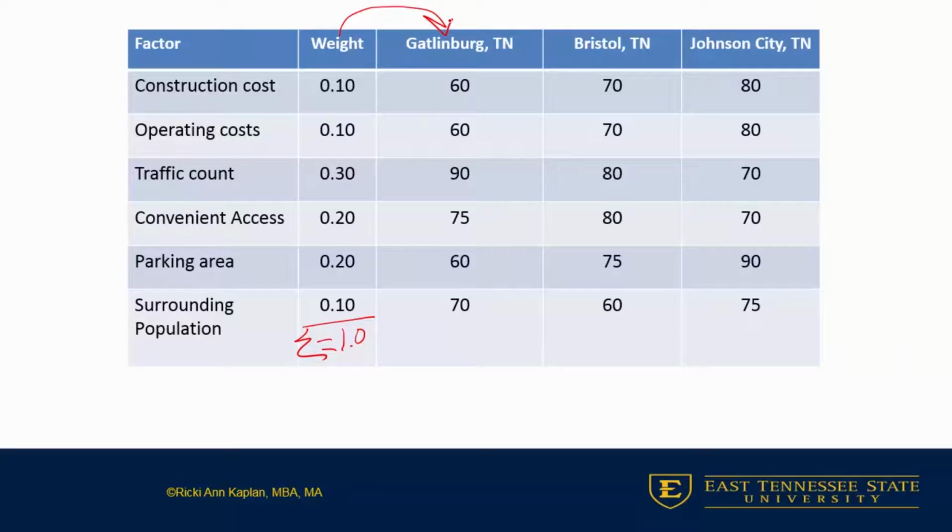Well, construction costs. Does the higher the cost, is that good? No. So the lower the construction costs, the higher points you'll get. So lower cost of construction is the higher the points. Operating cost, also the cost you want to be low. So the lower the cost, the higher number of points someone will get.